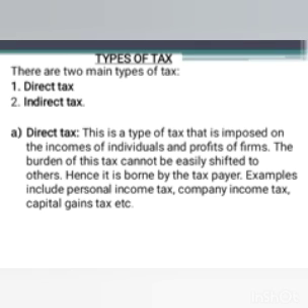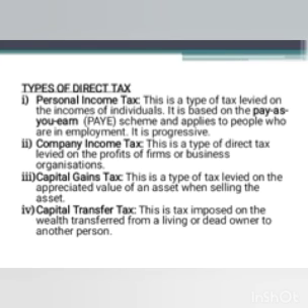So a direct tax system is a system imposed on the income of the individuals and the profit of the firm. The burden of this tax cannot be transferred to another person. Now, a good example of such tax is your personal income tax, your company income tax, and your capital gain tax. Of course, we have other types of such tax.